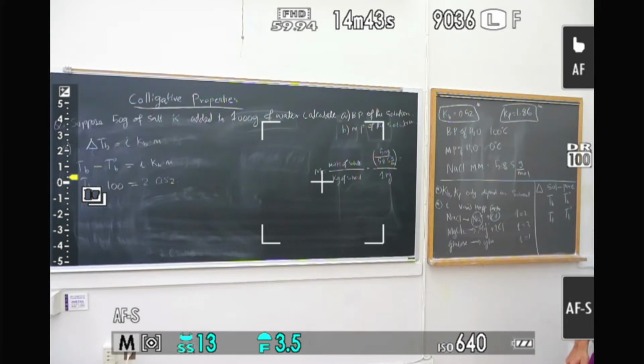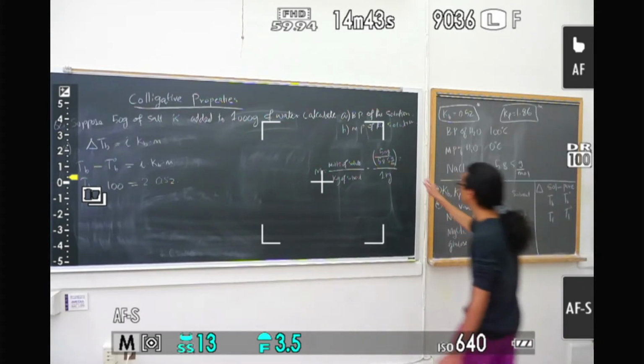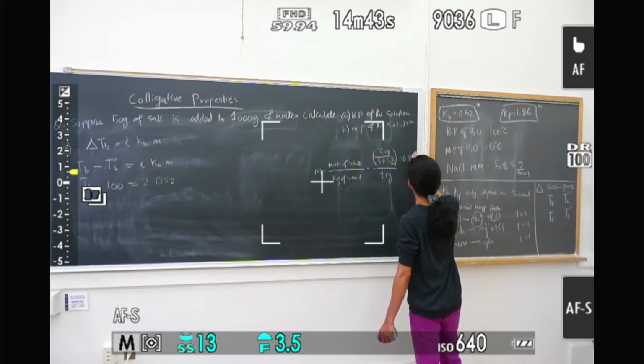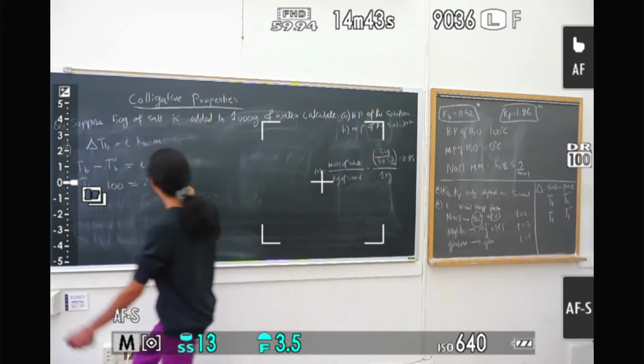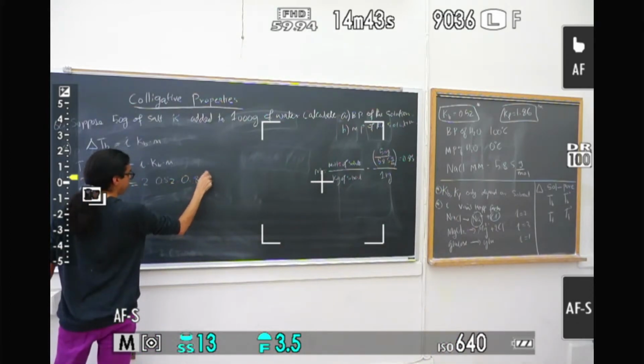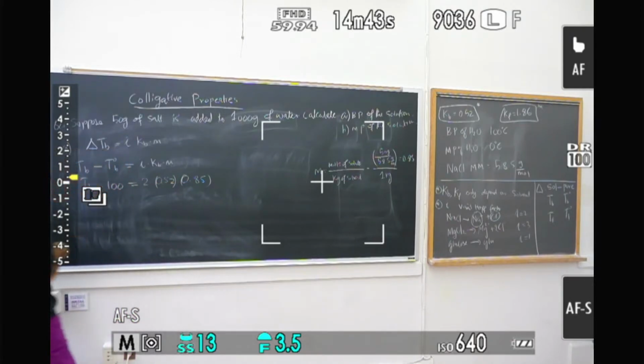Yeah, 0.85. Thank you. Awesome. 0.85 goes here. Just put some parentheses to make that clear. All right, only one variable remains in the equation to be solved for, which means we can go ahead and solve it. TB is going to be 100 plus this mess, whatever that is.